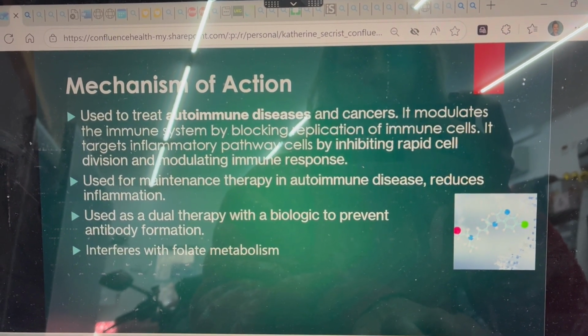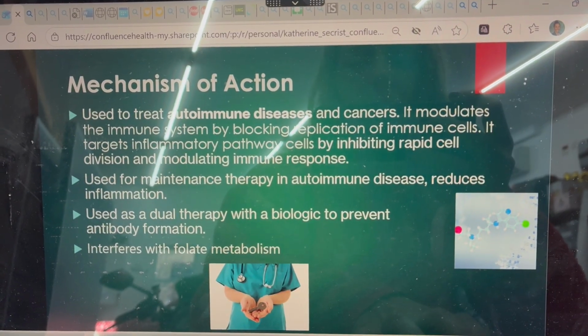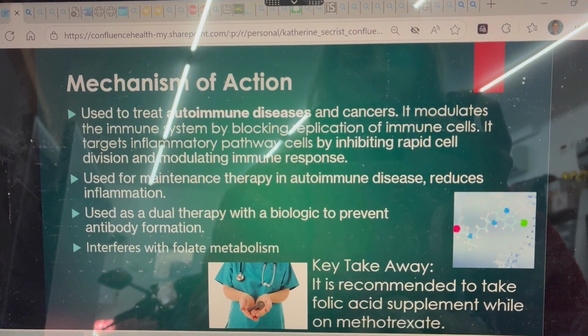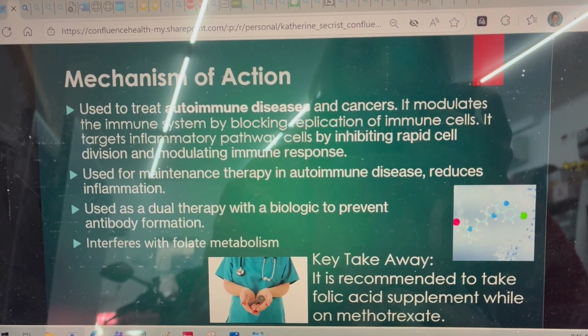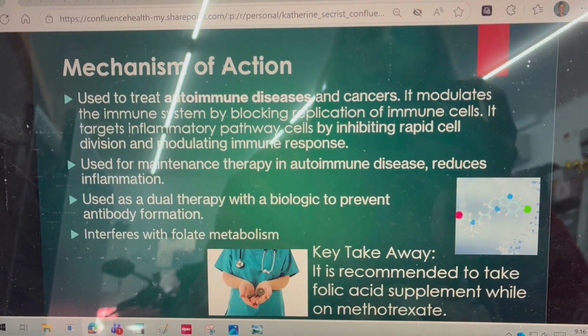It does interfere with folate metabolism. Key takeaway: it's recommended to take a folic acid supplement while on methotrexate. Let's find out why.